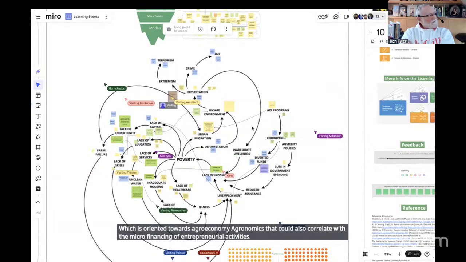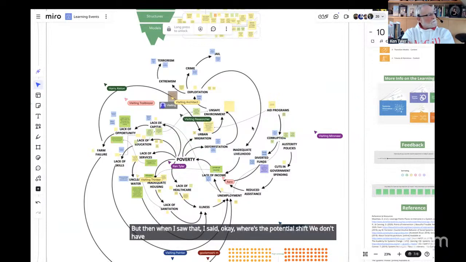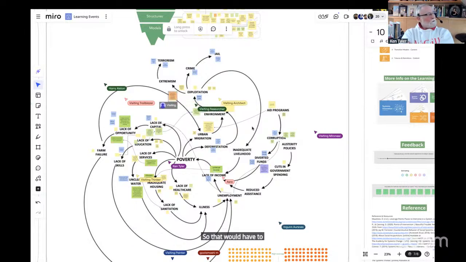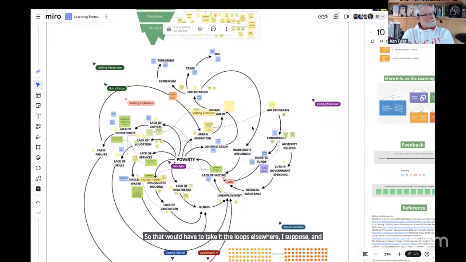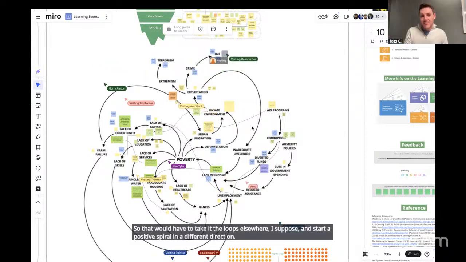But then when I saw that, I thought, okay, where's the potential shift? We don't have one on this particular systems map. So that would have to take the loops elsewhere, I suppose, and start a positive spiral in a different direction. Yeah, it's interesting.